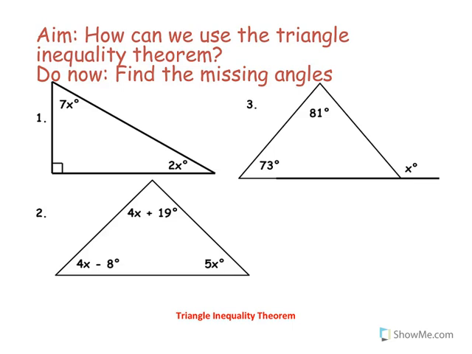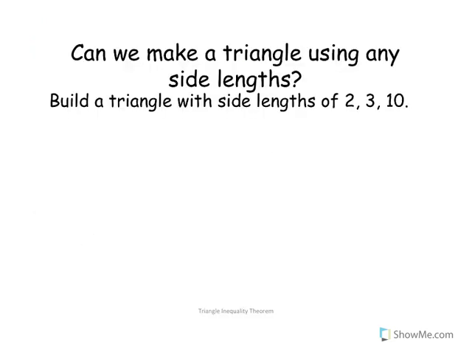Specifically, what relationship has to be present within the sides of a triangle for us to actually be able to make one. I don't know how well this lesson is going to go remotely, because it was always a fun interactive lesson where I would present this question: can we make a triangle using any side lengths? Build a triangle with side lengths of 2, 3, or 10. I would hold a ruler in my hands and say, all right, who wants to come up and try this? I'll show you what it would look like.